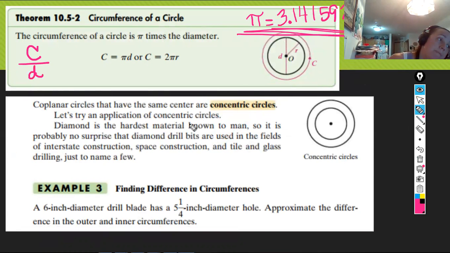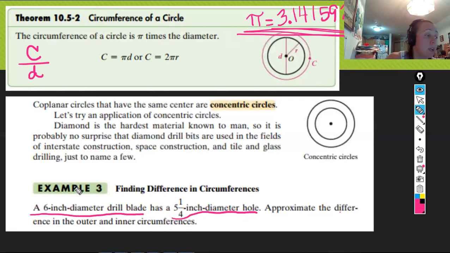So this one talks about concentric circles, and I didn't know if they would use that word in the homework, so I just wanted to make sure we talked about it. Concentric circles is a circle inside another circle, okay? So they're saying we have a 6-inch diameter drill blade and a 5 1/4-inch diameter hole. We want to find the difference between the outer and inner circumferences. So we're just going to find the circumference twice and then subtract it.